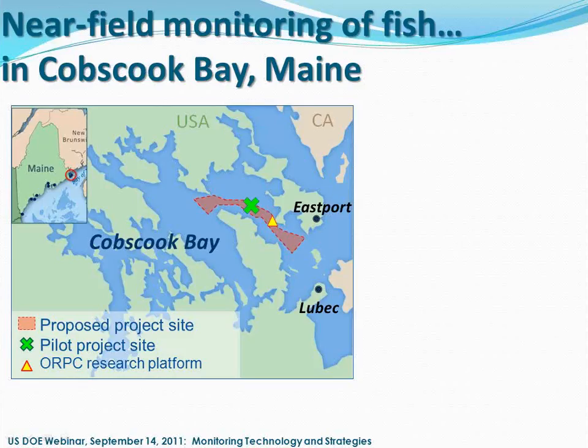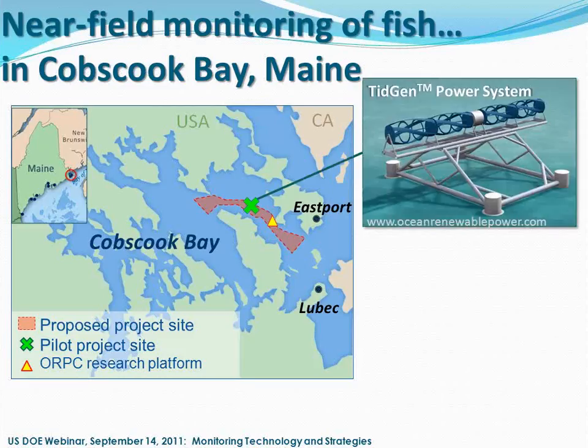What you see in this image is the red shaded area, which is the proposed project site according to the ORPC's draft pilot license application. The green X indicates the pilot project site where a device would actually be deployed, and the yellow triangle represents the research platform where we were able to do our monitoring.